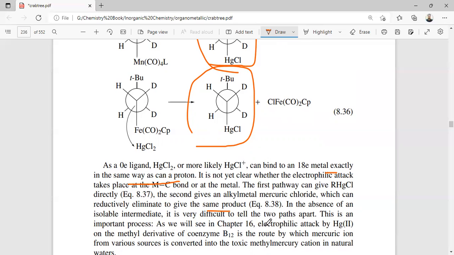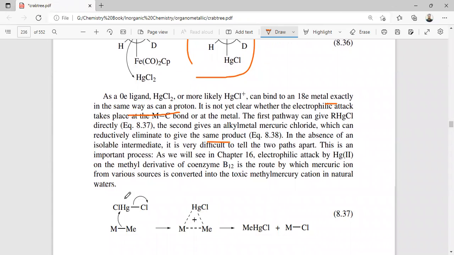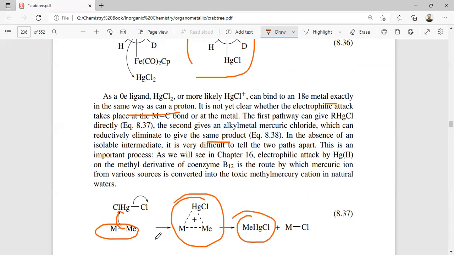Electrophilic attack by Hg2 plus on the methyl derivative of coenzyme B12 is the route by which mercury ion from various sources is converted into the toxic methylmercury cation in natural waters. Here the alkyl metal bond attacks the mercury to form this three-centered, three-membered transition state. Upon elimination, the methylmercury cation is formed.